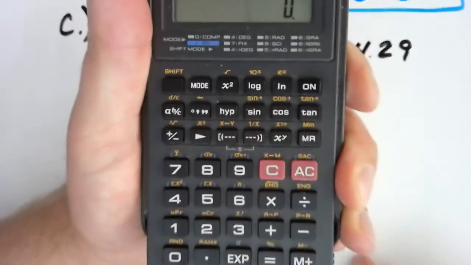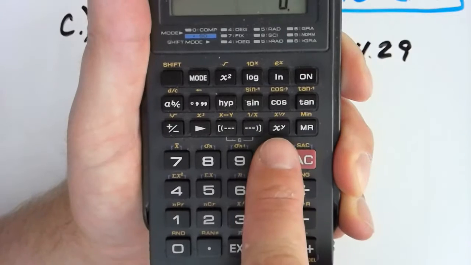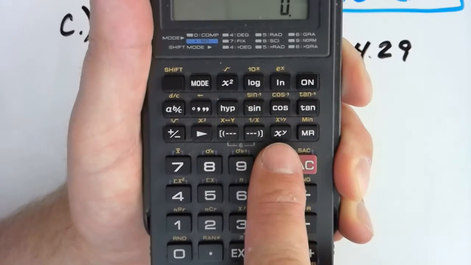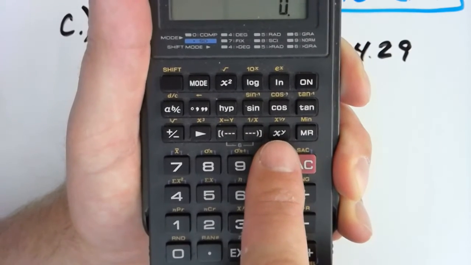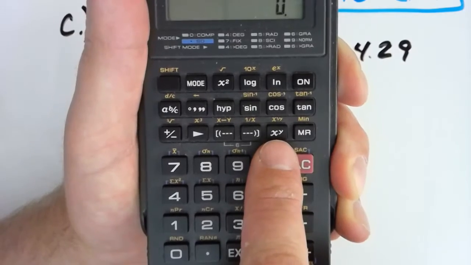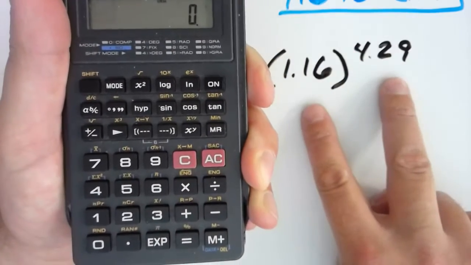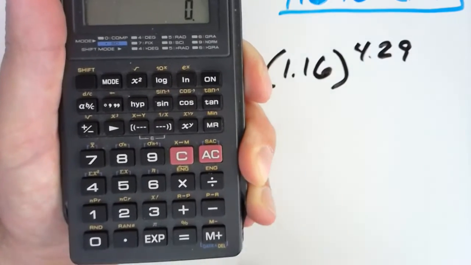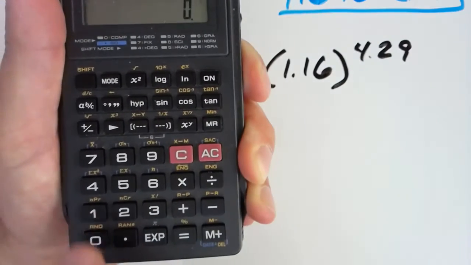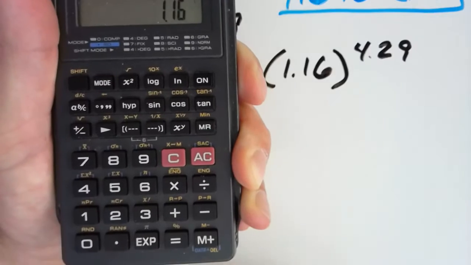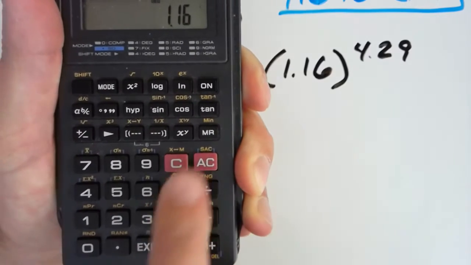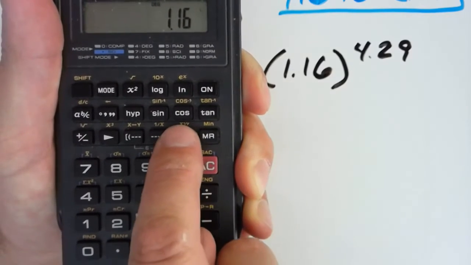So just pointing this out on a calculator again, I've done this a couple of times throughout the class, but all of our calculators will have this button right here, x to the y power. This button right here allows us to customize an exponent. So for instance, when I'm doing 1.16 to the 4.29 power, I would start with the base of my exponent, whatever value I had here in my final exam. And I'm going to press this button right here.